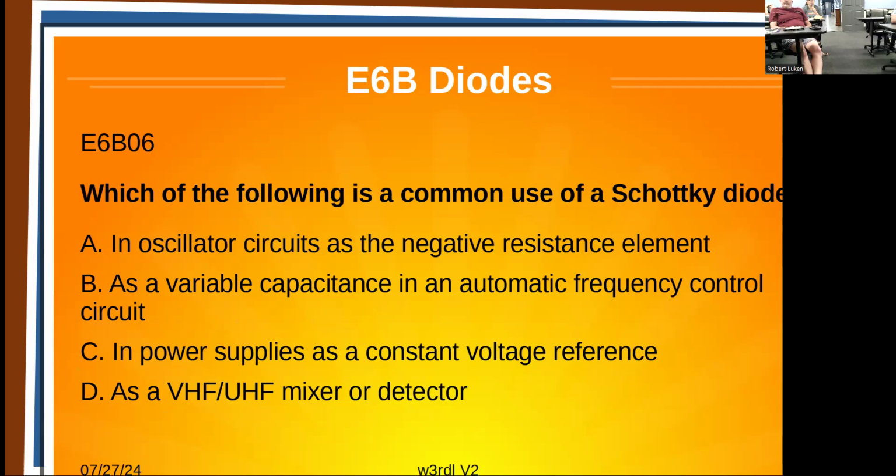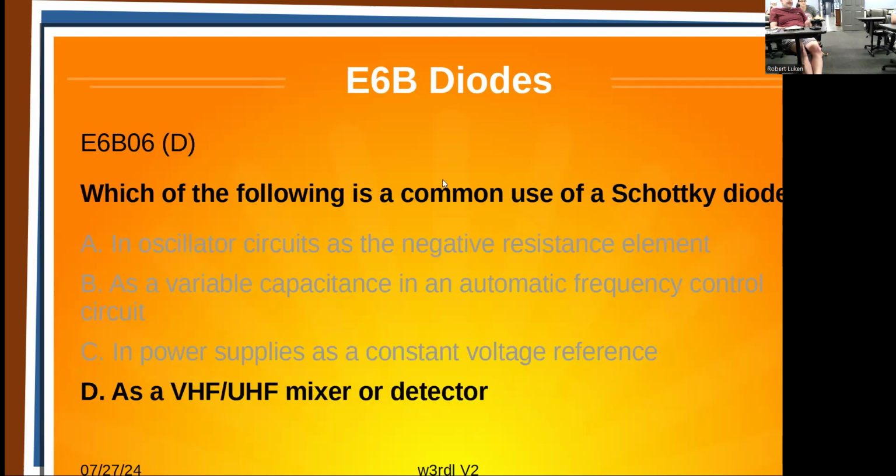Low capacitance, what's that do for you? You said it can be used as a VHF, UHF detector, so I say D. I've heard you use the word mixer. Well, we didn't talk about mixers yet. Usually, a lot of mixers are made with an array of 4 diodes in a ring.